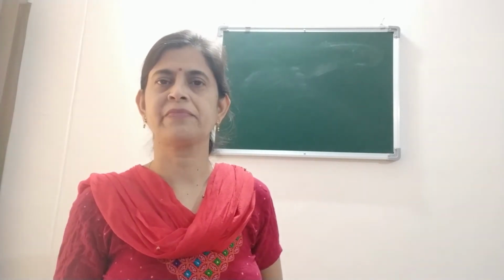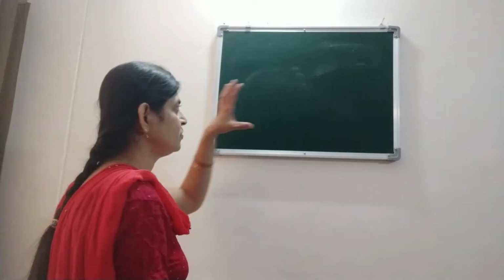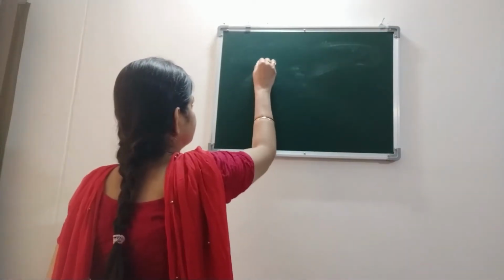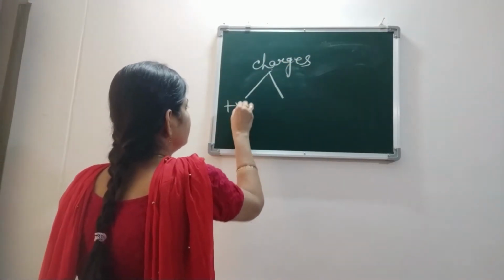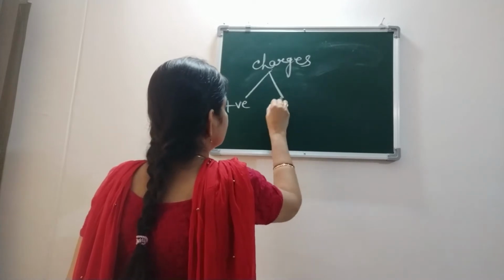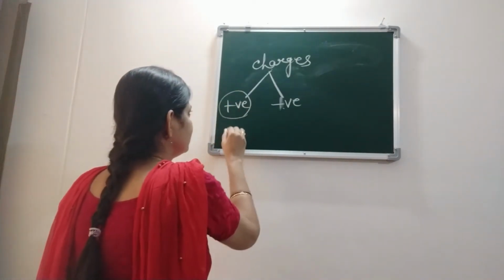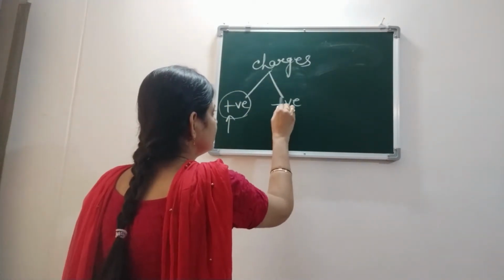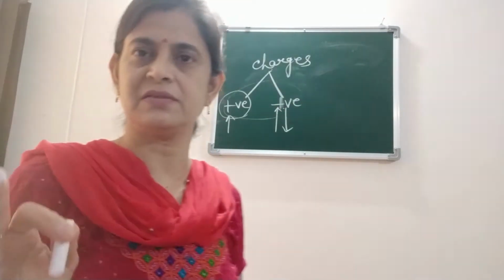Good morning, students. Today we will discuss electric charge, electric potential, heating effect of the electric current and electrical power, etc. We know there are two types of electric charge. One is positive charges and another one is negative charges. Like charges repel each other and unlike charges attract each other. These are the properties of charges.